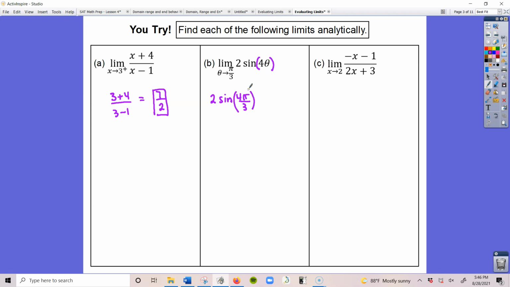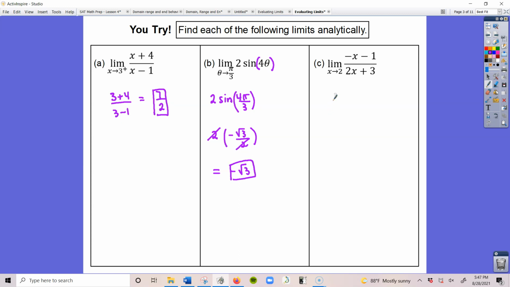Here I look at the unit circle. As a reminder, the cosine is the x value and the sine is the y value. So if you're looking at your unit circle, you would get that 2 and then sine of 4 pi over 3 is negative square root of 3 over 2. My 2's here would cancel, and I'm left with my final answer of negative square root of 3.